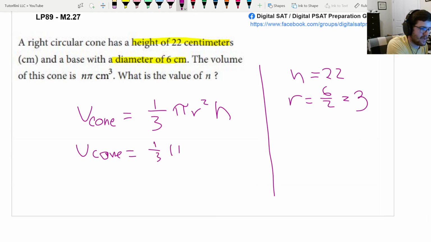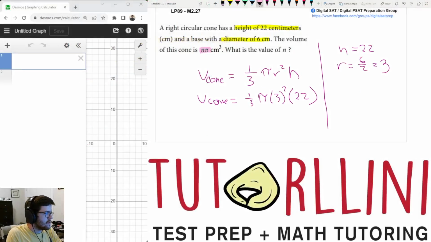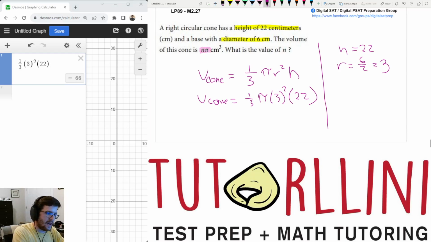So 1/3 pi 3 squared times 22. Do you see how it wants us to leave the pi in there? So you don't have to type in the pi on Desmos. You can just kind of ignore that. So I'm going to do 1/3, 3 squared, 22. And I get 66. So this guy is 66 pi.